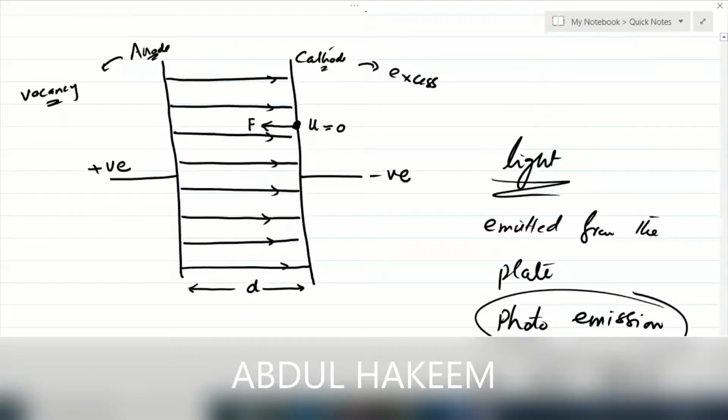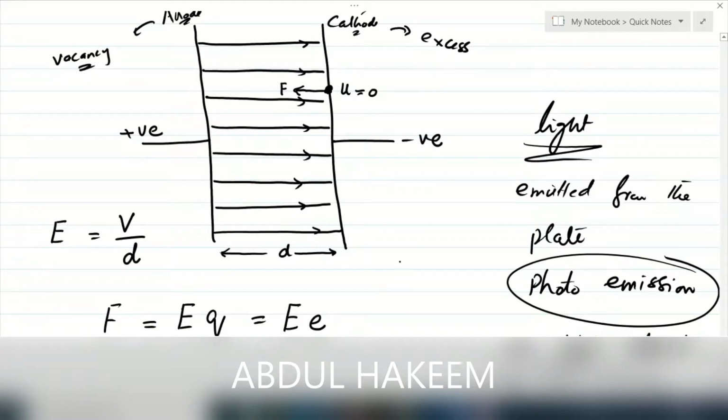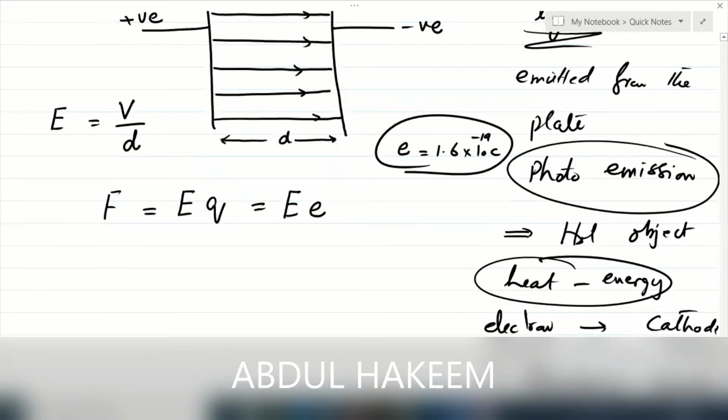Okay, so the initial speed of the ejected electron is 0. Now, due to the electric field, which is E equal to V divided by d, we can calculate the force experienced by the electron. F is equal to eE, and the charge of the electron, represented by small e, will be given in the paper: 1.6 × 10^-19 coulomb. So this is the force.